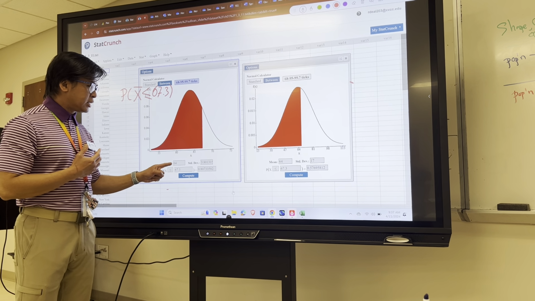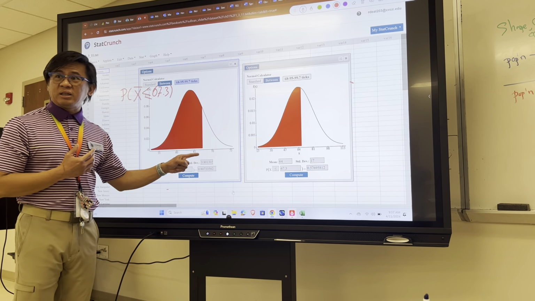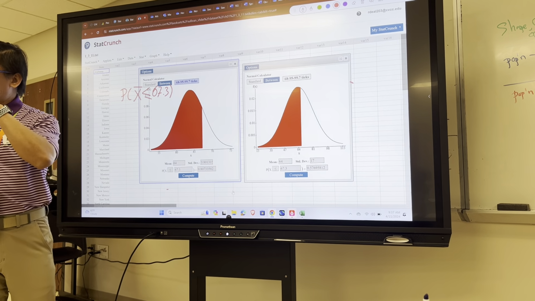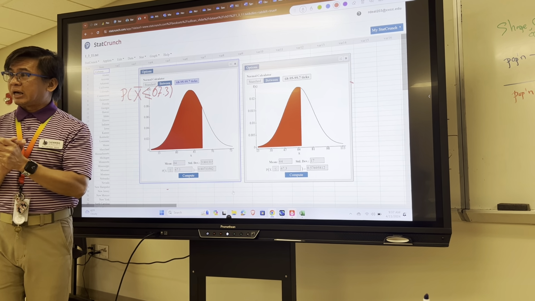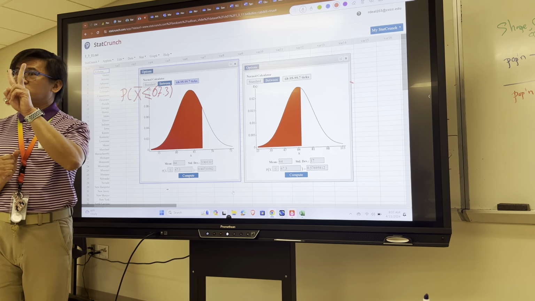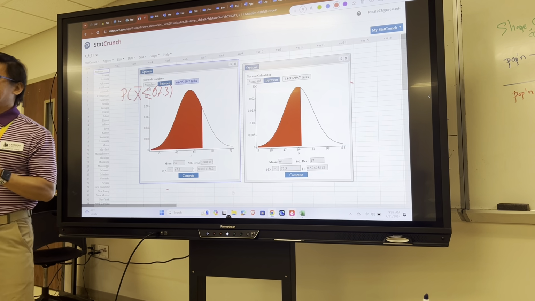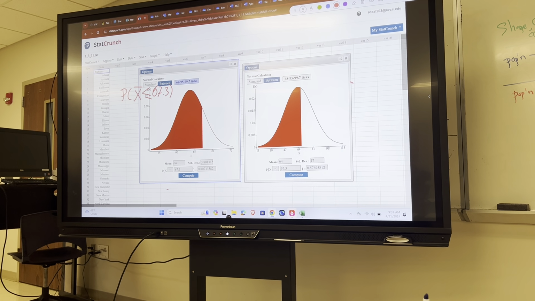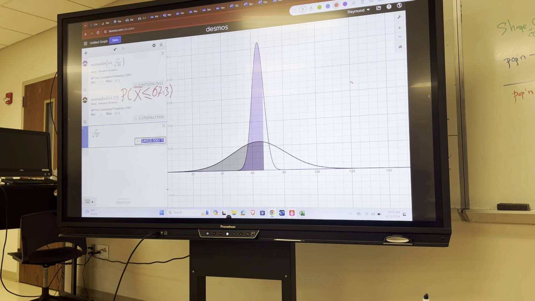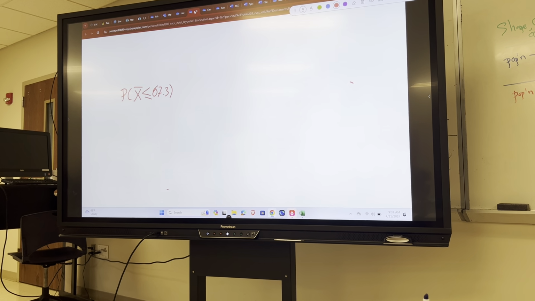Still the same mean, 64, but this is 3.8 instead. Why? Because that's 17, the standard deviation of the population, over square root of the sample size. And the sample size is how much? 20. Questions with what we did? Okay, so again, it doesn't matter whether you use StatCrunch or decimals, they're the same values anyway. Let us continue with this.